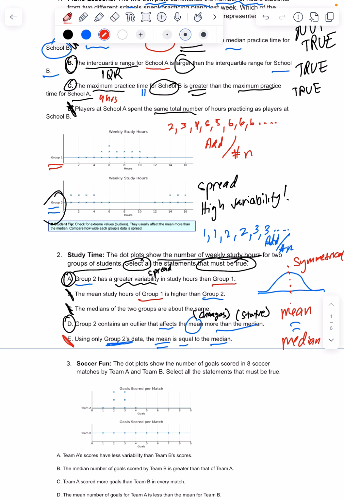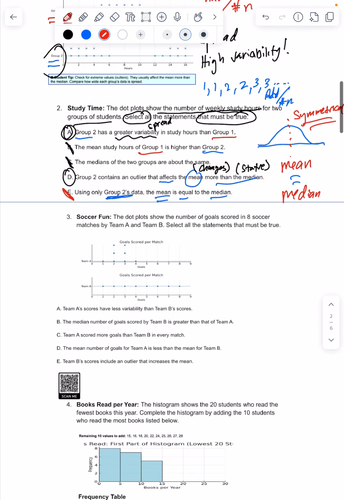If they would have asked it, however, about group 1, here we actually do see a very close symmetric distribution. So we could say that the mean would be closer to being equal to the median, closer than for group 2. So again, when they're asking us, we have to ask ourselves, is this symmetrical or not?